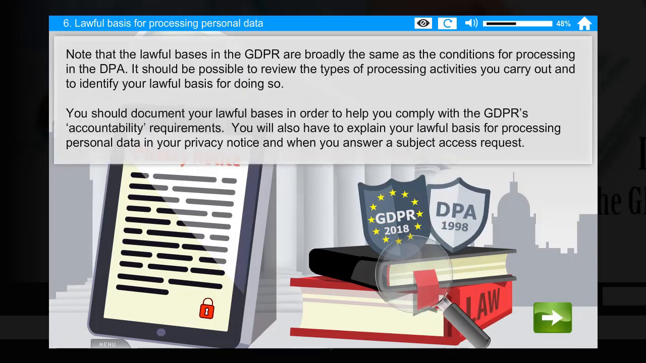Consult sections 6 and 9 of the legislation for information about specific cases. Note that the lawful bases in the GDPR are broadly the same as the conditions for processing in the DPA. It should be possible to review the types of processing activities you carry out and to identify your lawful basis for doing so. You should document your lawful basis in order to help you comply with the GDPR's accountability requirements. You'll also have to explain your lawful basis for processing personal data in your privacy notice when you answer a subject access request.